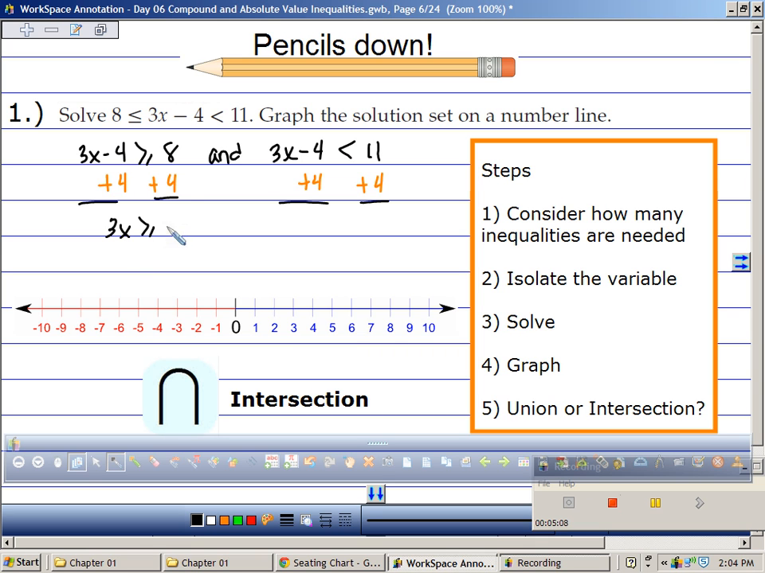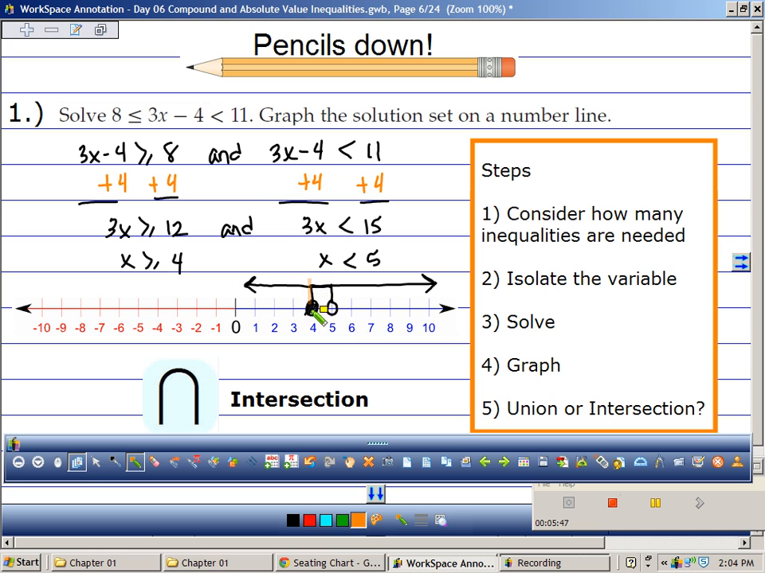3x is greater than or equal to 12, and 3x is also less than 15. So x is greater than or equal to? 4. Good job. 4, greater than or equal to, and I'm going in the positive direction, and x is less than 5, going in this direction. Now you see why I write them above like that? Now I can clearly see that we have an intersection right there.